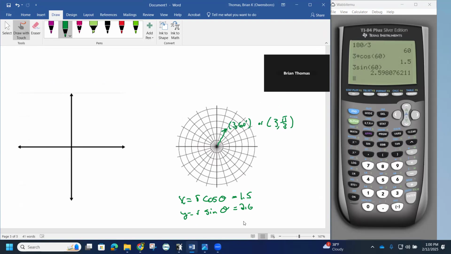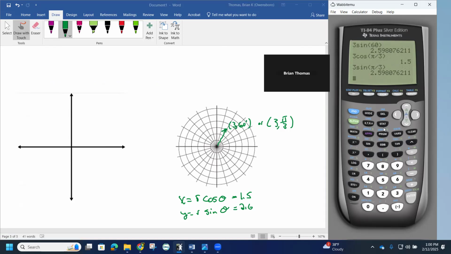Now, if you're going to use pi over 3, you do have to go to the mode and change yourself back to radian mode. If you do that, if you come in here and do 3 cosine of pi over 3, so pi is above the up arrow, so second up arrow, pi divided by 3. The calculator should now understand that's in pi over 3 radians. So it does give me the 1.5. And if I do 3 sine of pi over 3, it should know that's in radians and give me the same answer, the 2.6. So you can leave it in radians as long as you change the mode.